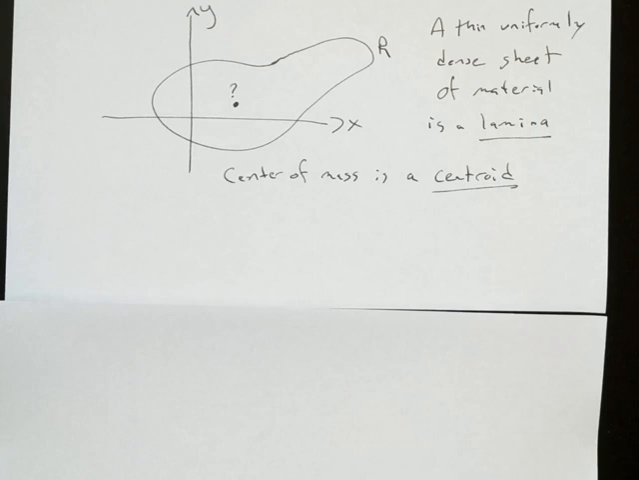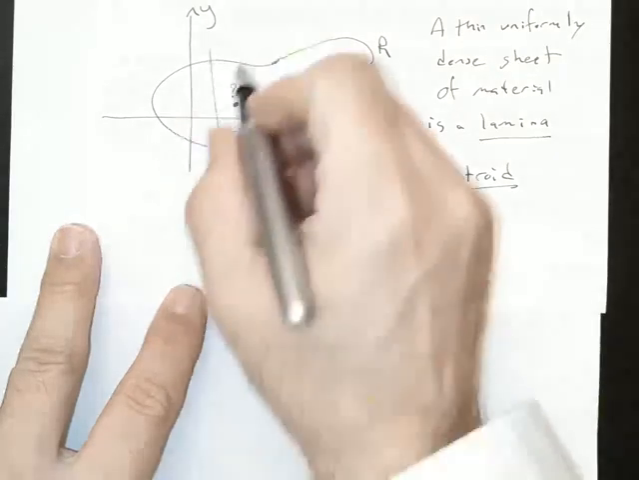How am I going to find this? Now that I know why I'm looking for it, how am I going to find it? We'll approximate. I'm going to take that shape and I'm going to lay a grid over it. Instead of drawing it on a piece of paper that's regular, I'll draw it on a piece of graph paper.